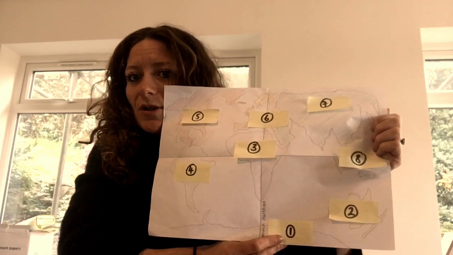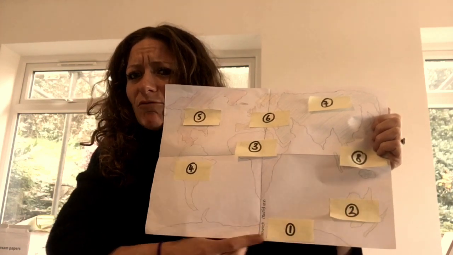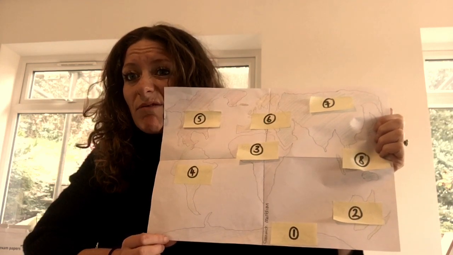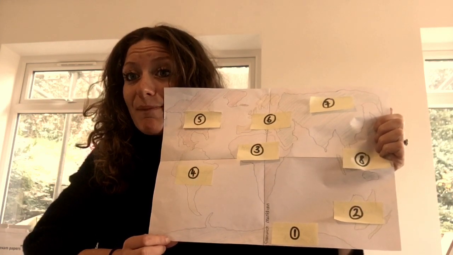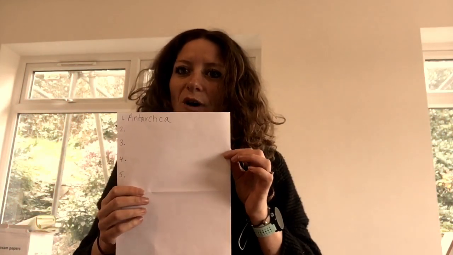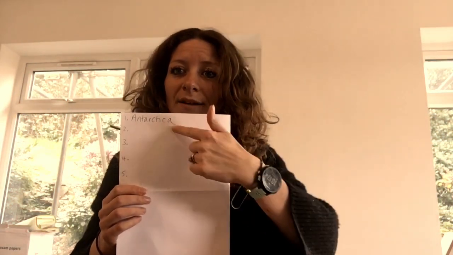So continent number 1, that was the one right down at the bottom of the earth and it was really, really cold there. And I remember that one was called Antarctica. So what I would then do is on my sheet of paper, I'm going to write Antarctica like that, so that I have got number 1 matching the number 1 that is on my map.